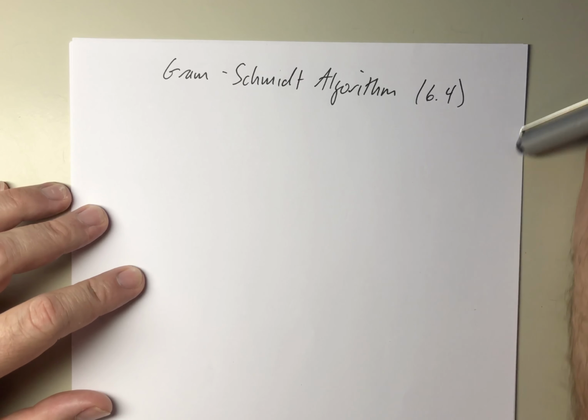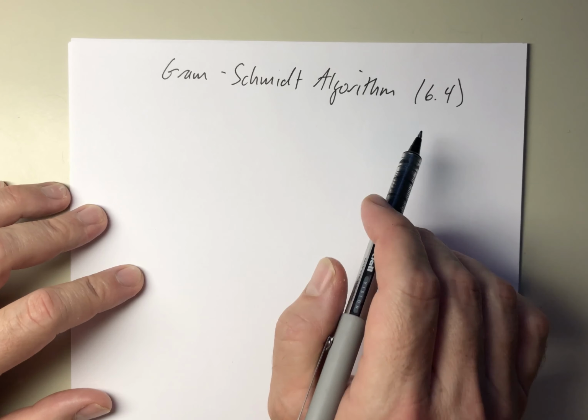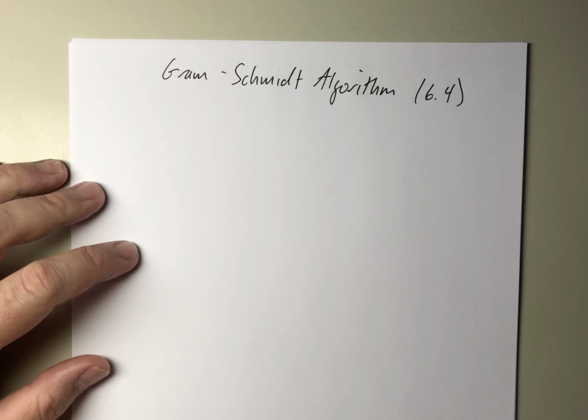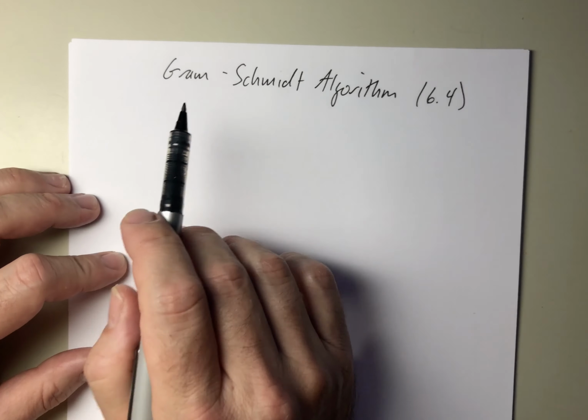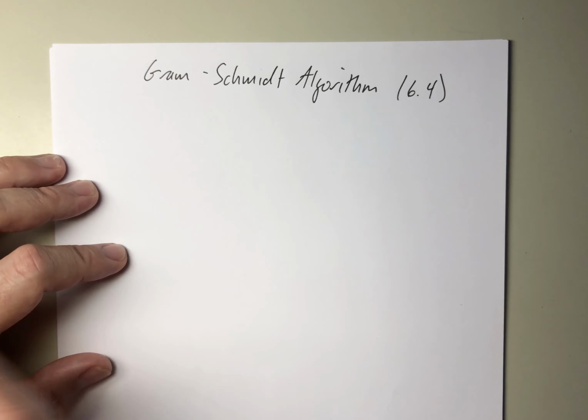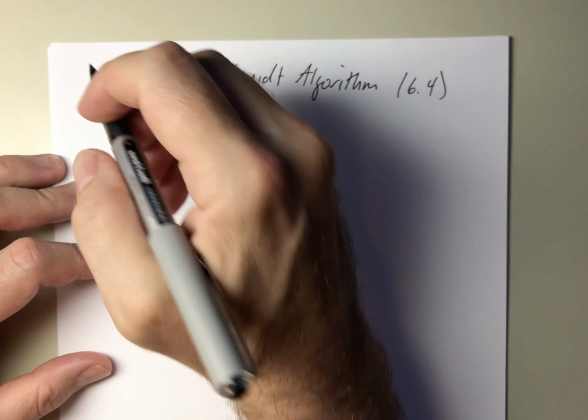Hello, today's topic is the Gram-Schmidt algorithm, material from 6.4. This is an important algorithm in linear algebra attributed to, I think, two mathematicians. Not sure if they invented this, but they get their name on it.